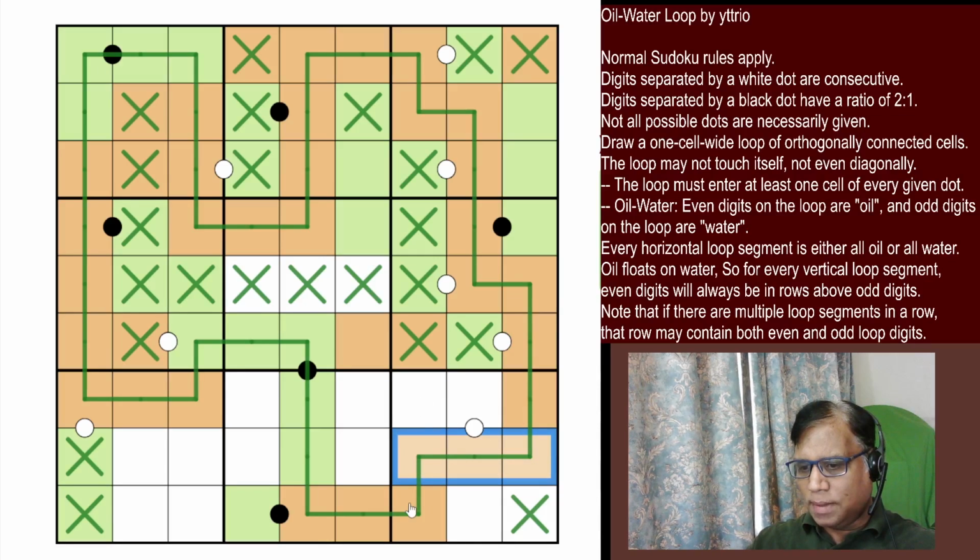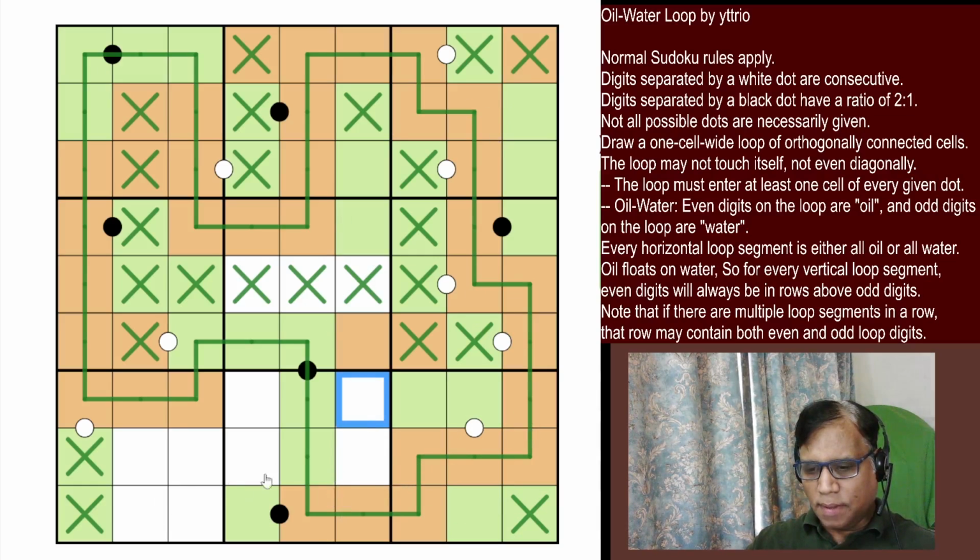You cannot go like this, because then there will be too many odds here, which is 1 2 3 and all these things, which is 4 5 6. If it goes like this, then too many odds here. So that's the only way, and now all these must be even, and we have completed the loop. Wow. So now we can check about odd and even.